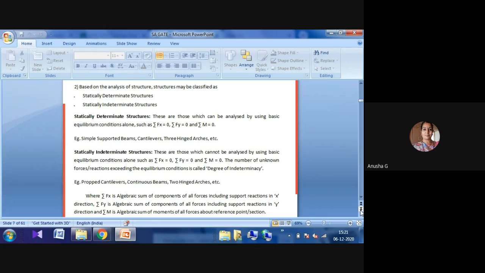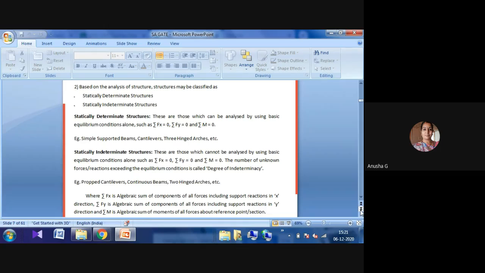Statically determinate structures are the structures which are analyzed by using the equilibrium conditions. What are the equilibrium conditions? The equilibrium conditions are that the summation of horizontal force, vertical force and moment equal 0: sigma Fx equal to 0, sigma Fy equal to 0 and sigma M equal to 0. If these conditions are obeyed, then this is called a statically determinate structure. Examples are simply supported beams, cantilever beams, two-hinged arches. These are all determinate structures.